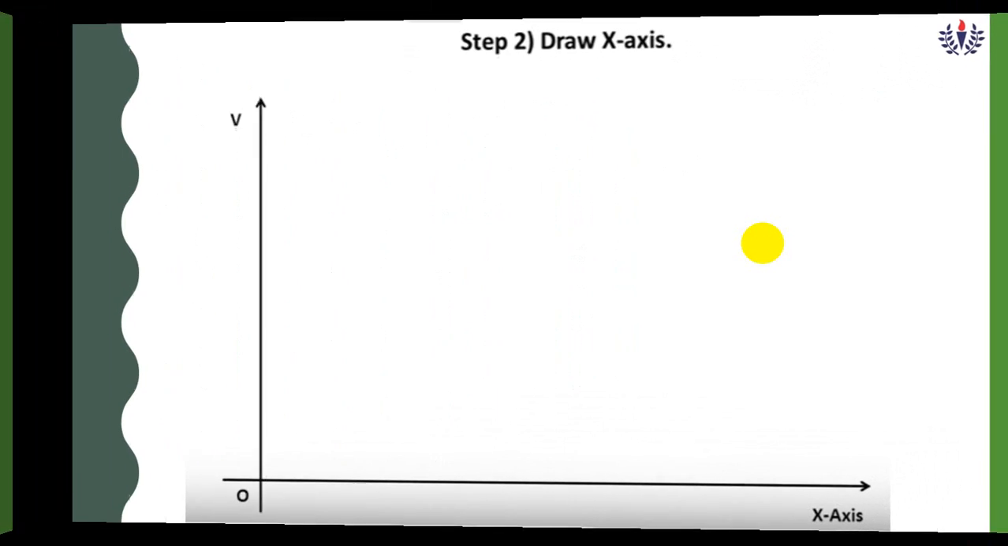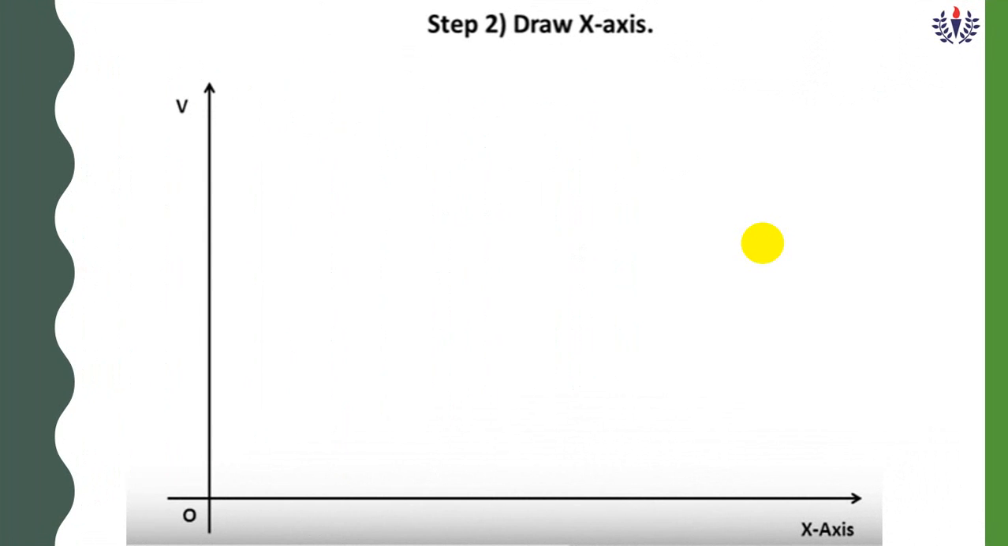Second step, draw the x-axis. Now point O and the y-axis, it will be the x-axis. Okay, this is my step 2.